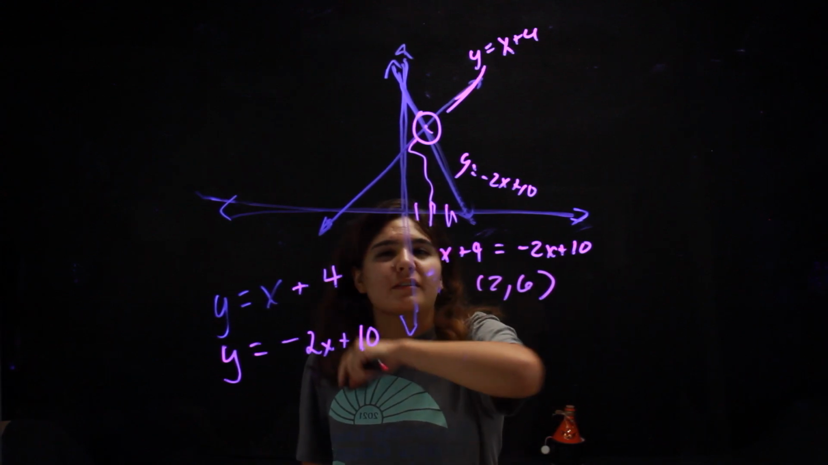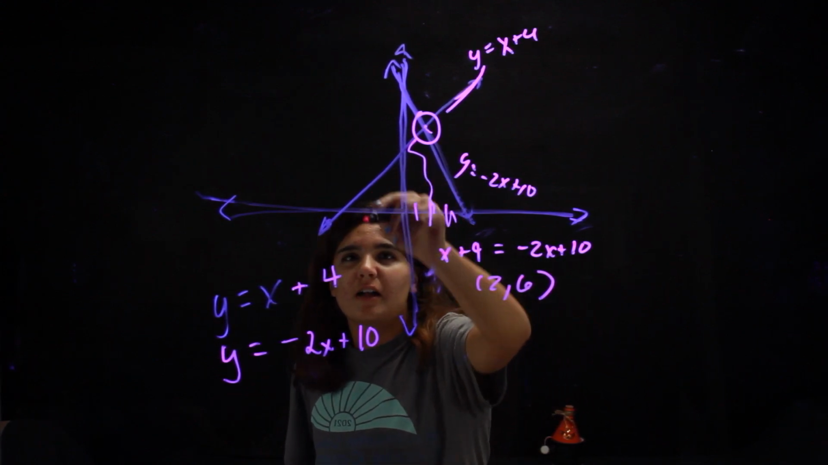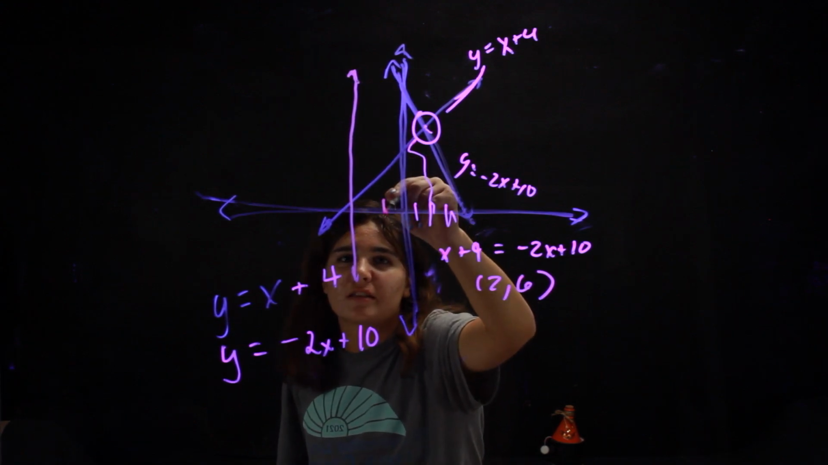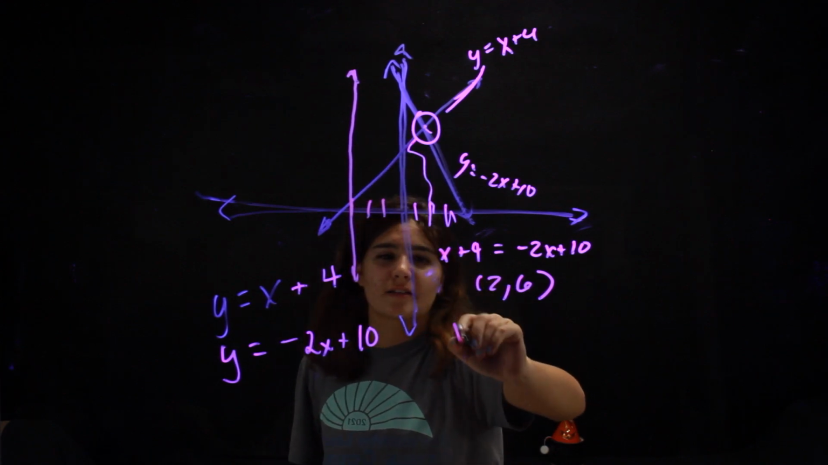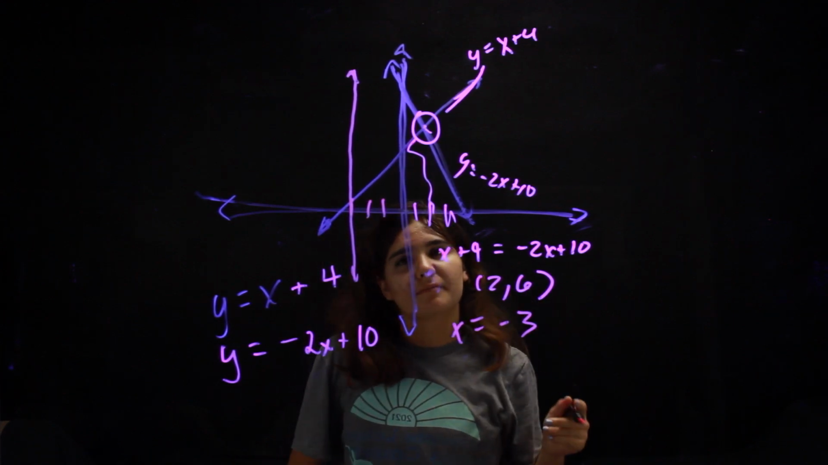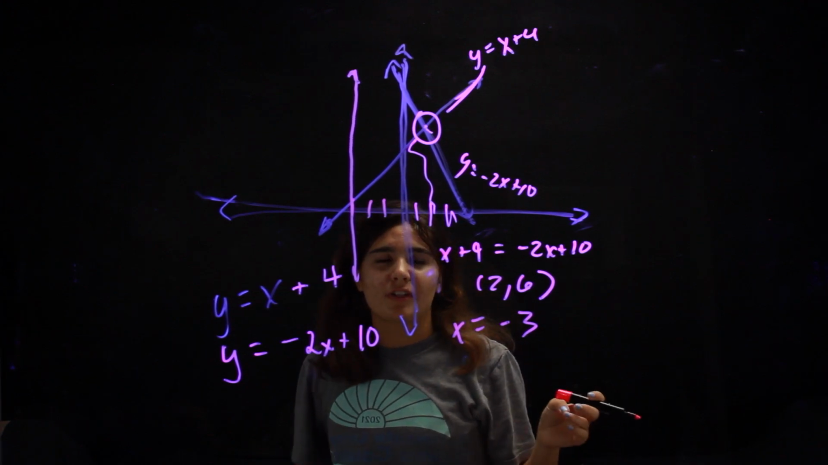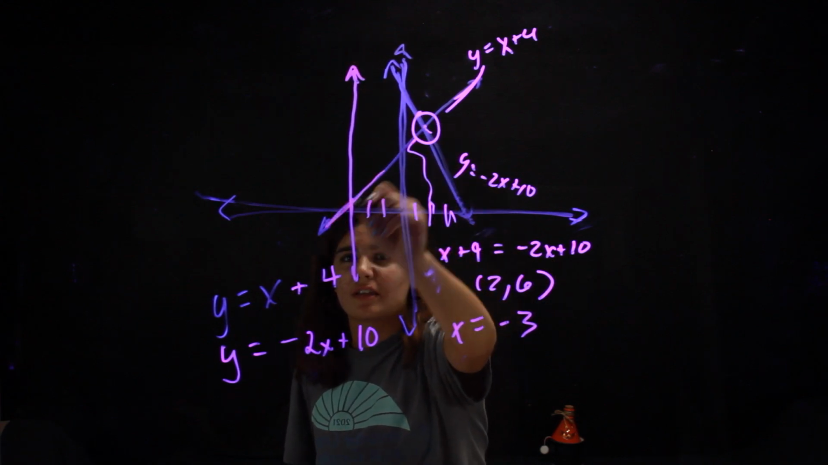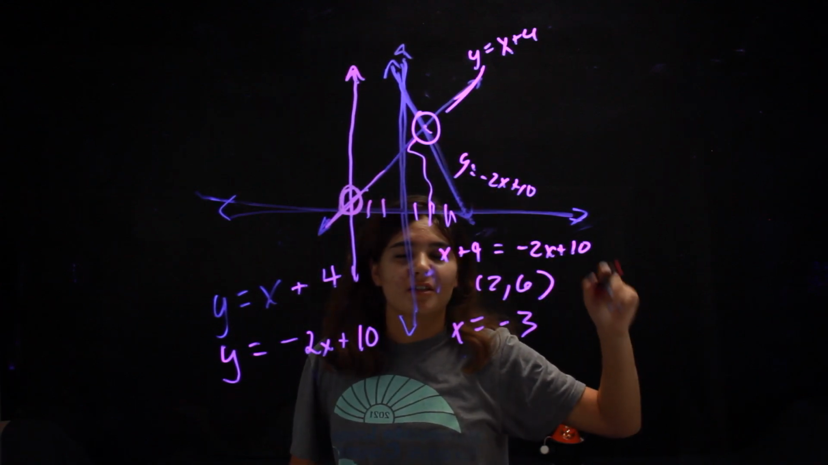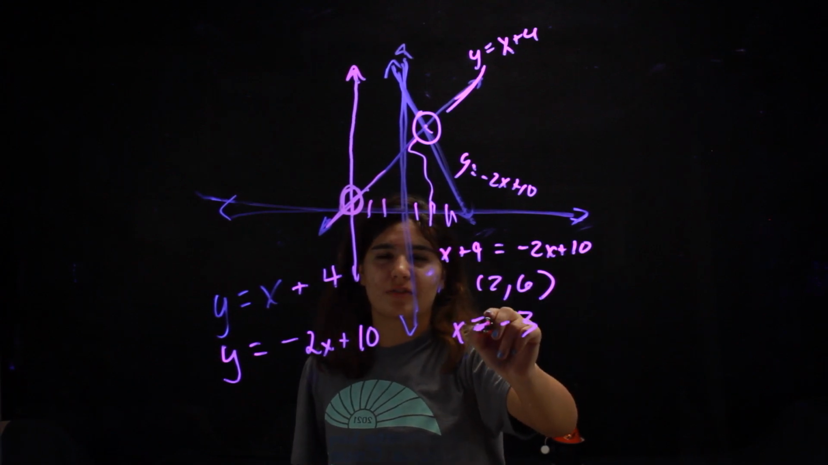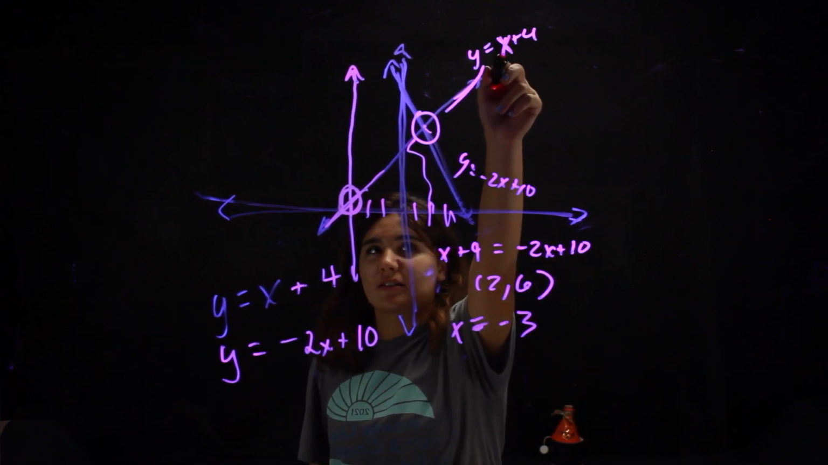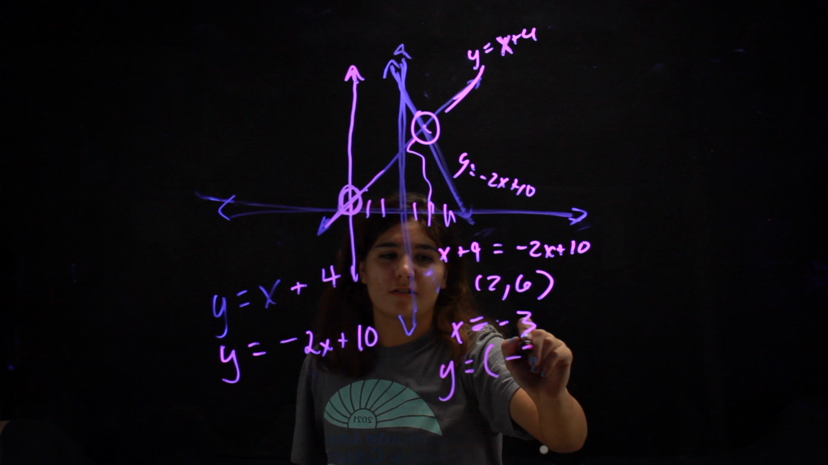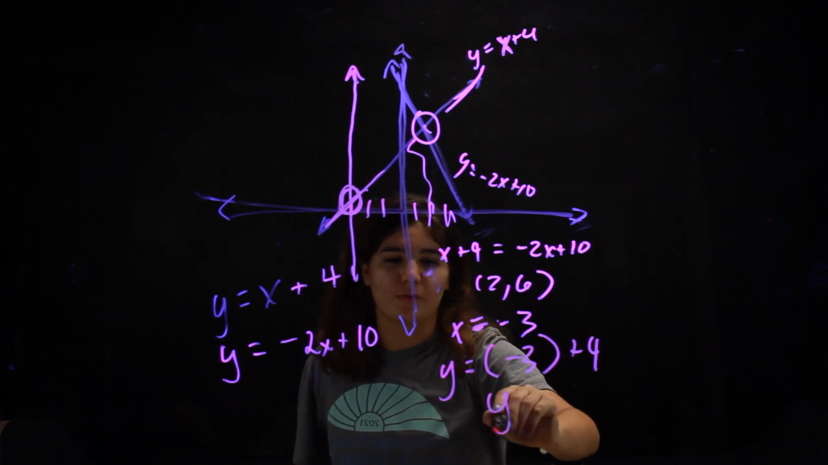But let's say I put a vertical line here, and let's just say that that's x is equal to negative 3. So now we want to figure out what the y value would be to see where these points intersect. So we would plug this x equals negative 3 into this x, right? So this is going to be y is equal to negative 3 plus 4, and that's going to be y is equal to 1.